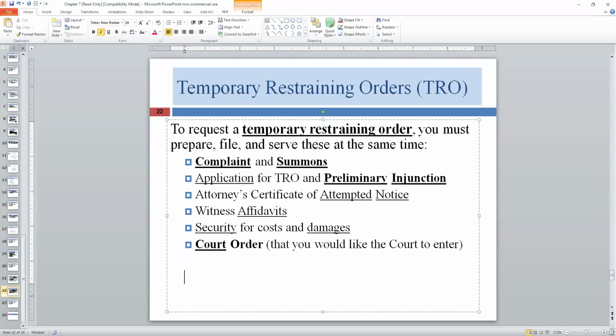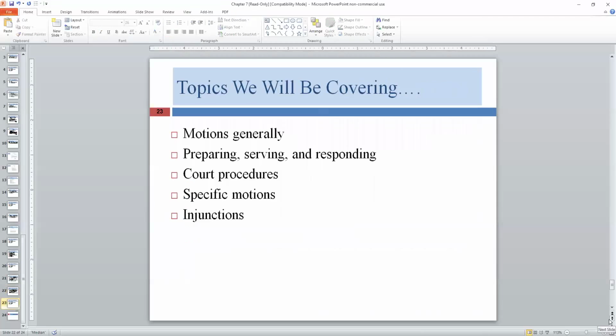So those are the three stages. TRO really quick, within hours or days of when the issue arose. Preliminary injunction just a little bit later, within some days, maybe a week or two after the TRO. And then the permanent injunction, of course, if it's granted, will be after trial. So that's months down the road. So that's the process for a special type of motion, the motion for an injunction.